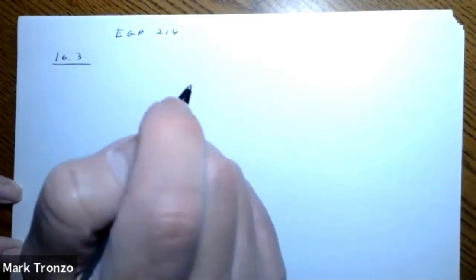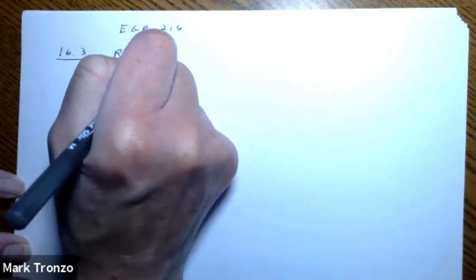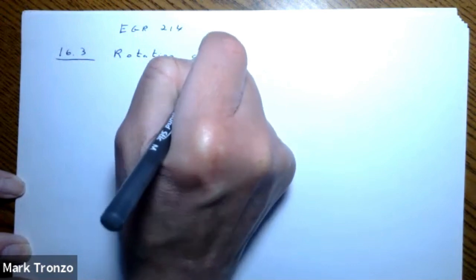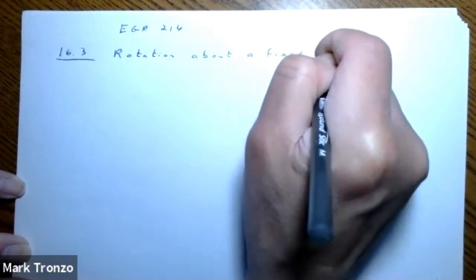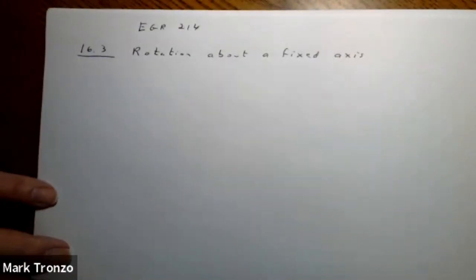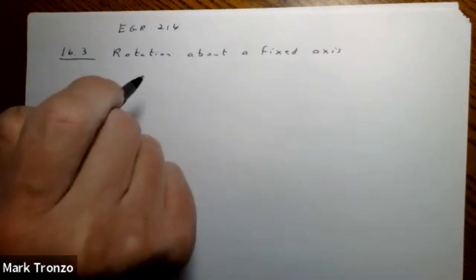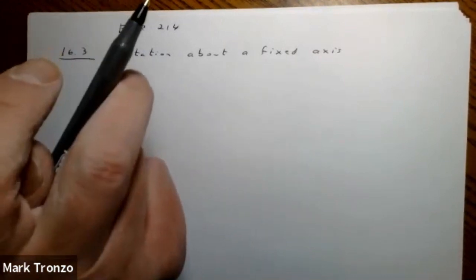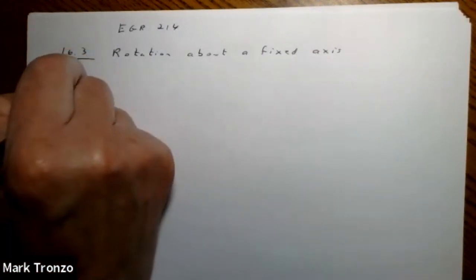We're starting at 16 now, section 16.3, which is a rotation about a fixed axis. And we're going to see a lot of the equations that we saw previously, except previously we had them for linear applications. Now we have angular rotation.